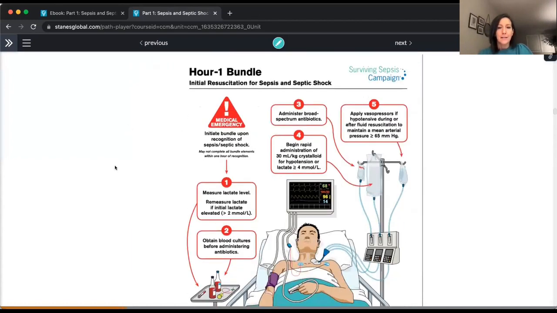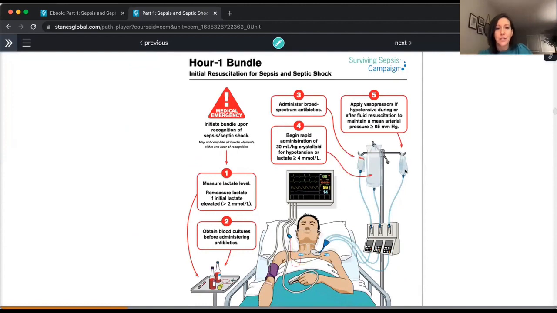Okay, I'm going to ask Dr. Meem to continue with this question and go through the 1 hour bundle, if you don't mind. So this is a bundle for an initial resuscitation for sepsis and septic shock as recommended by the Surviving Sepsis campaign.